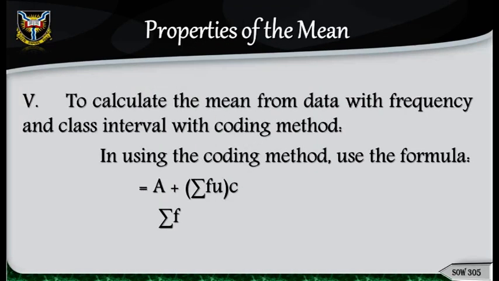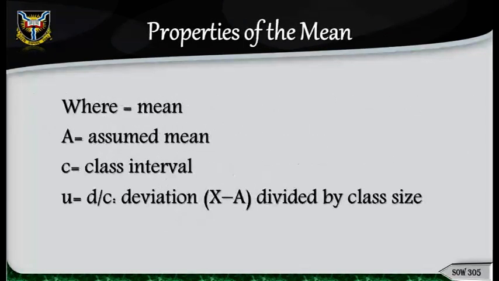5. To calculate the mean from data with frequency and class interval with the coding method, we use the formula: mean is equal to A plus Σfuc all over Σf, where x bar is equal to mean, A is the assumed mean, c is the class size, and u is d over c, the deviation (x minus A) divided by the class size.